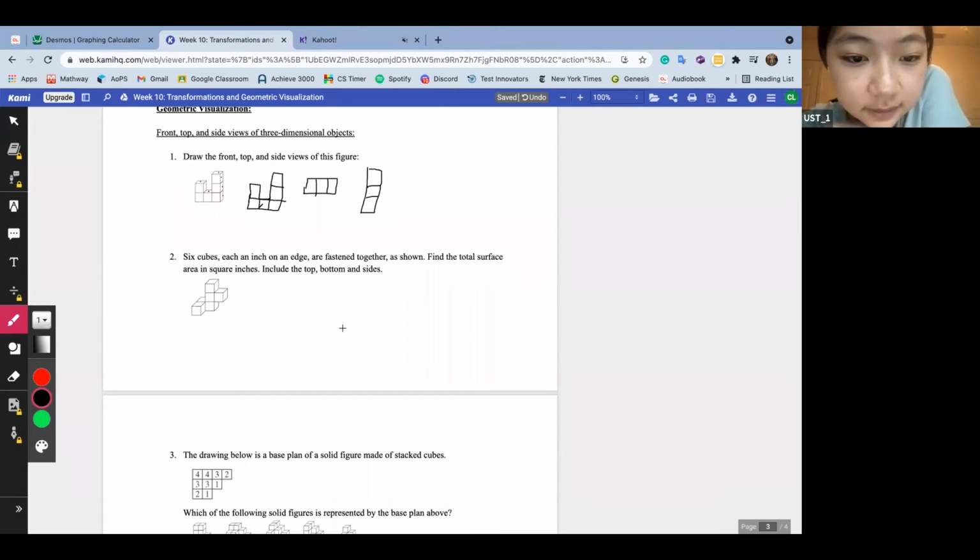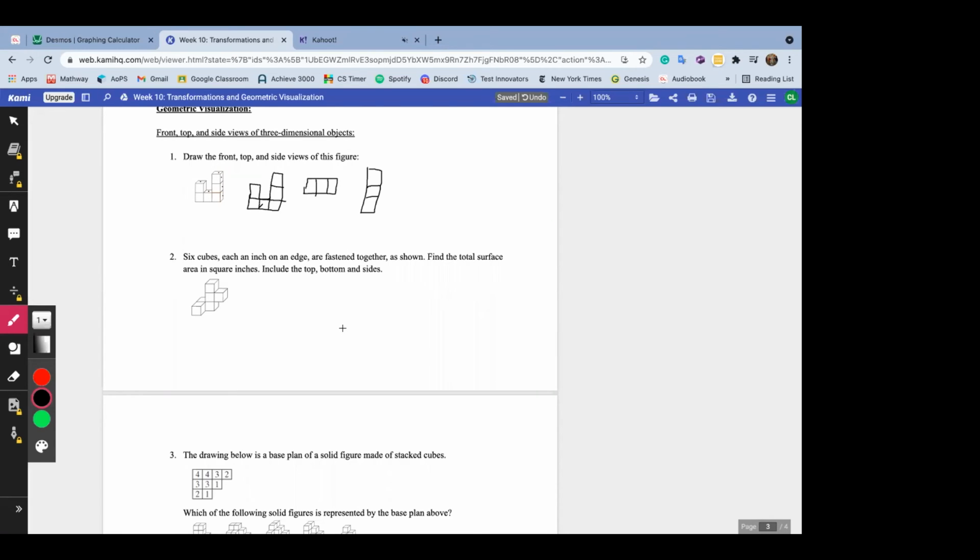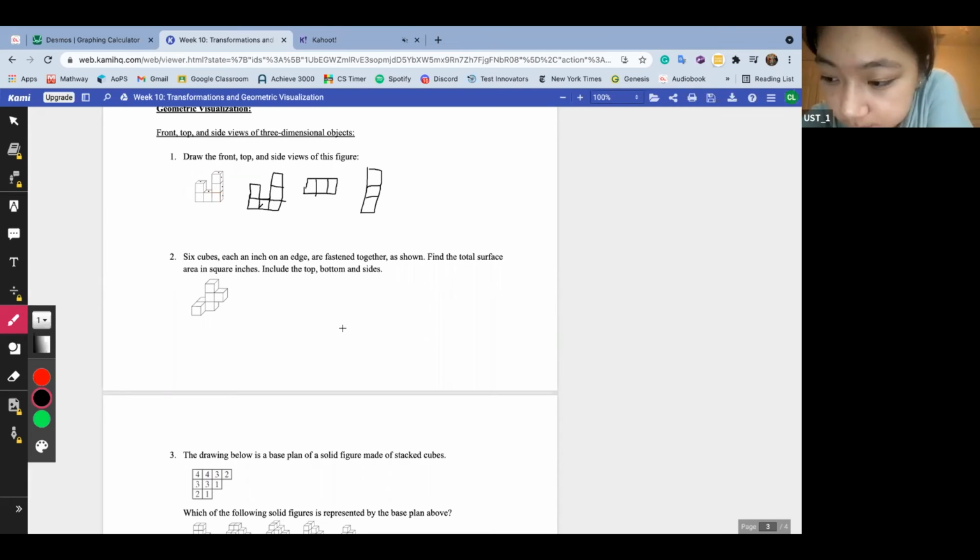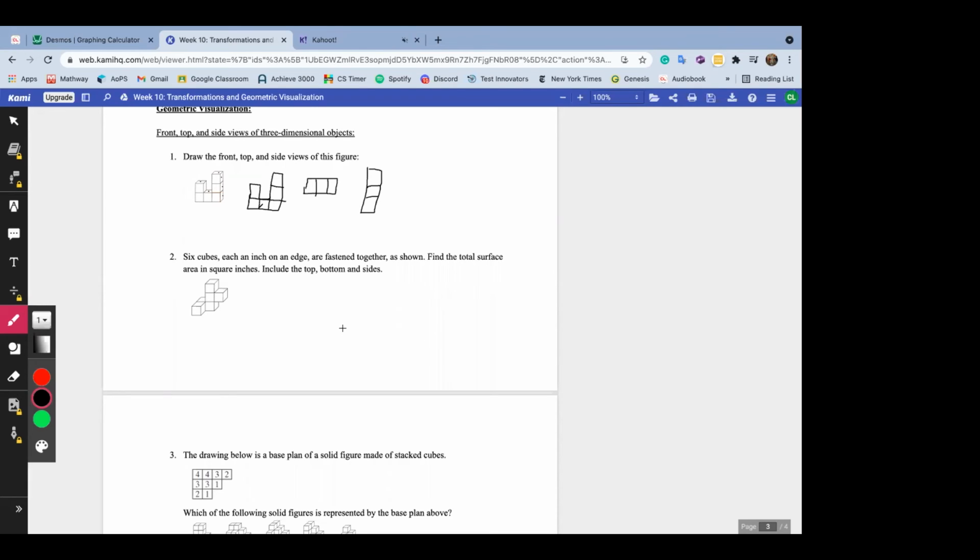The next one: 6 cubes, each an inch on an edge, are fastened together as shown. Find the total surface area in square inches. Include the top, bottom, and sides. I have a question. Towards the north from the middle block, is there a block exceeding that? No, because if you count it yourself, there'd be 7 cubes, but there's only 6 cubes.